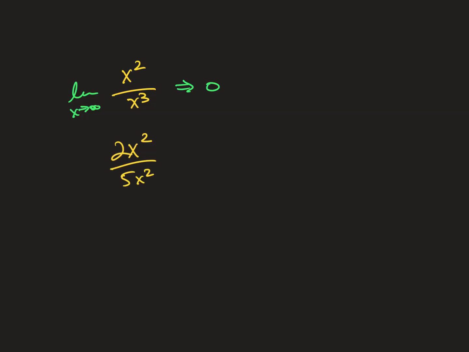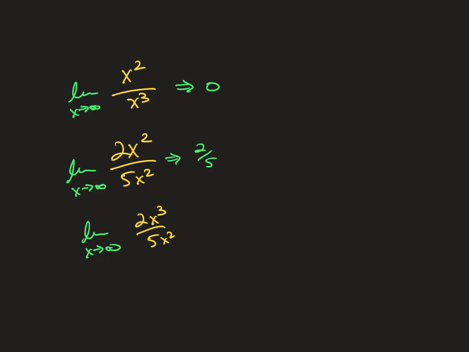And then let's say we have 2x squared over, no, that's the same thing, 5x squared. If we have that, they are the same powers. So then what do we look at? We look at the coefficients. And so that one would be what? 2/5.